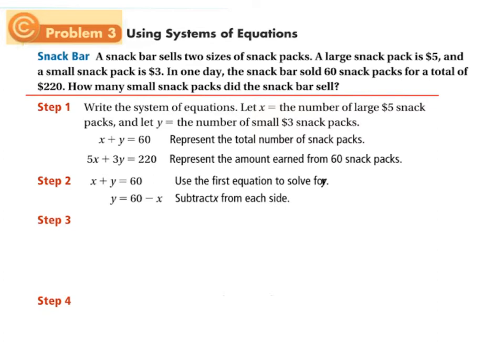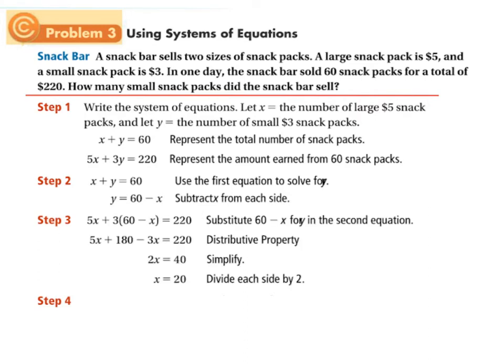Now, we rewrite this equation in order to solve for Y: it's 60 minus X. And now we're going to substitute into the other equation what Y is equal to. Y is equal to 60 minus X. Okay, and now you have an equation in one variable. You can simplify it down. After distributing here, you can combine like terms. And then you can subtract 180 from both sides, divide both sides by 2, and you get X equals 20. You know one of the variables.